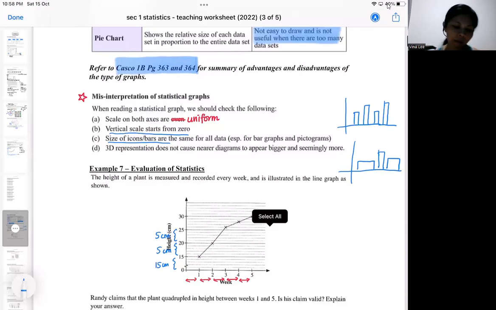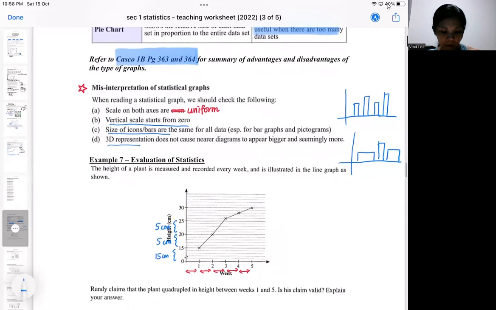This one is not very frequent. If you have a three-dimensional representation, which means sometimes they use a 3D pictogram, that is a bit misleading because it's three-dimensional. The item that is nearer to you will seem bigger, but in actual fact, they are not supposed to be bigger. So when we want to look for the misinterpretation of a statistical graph, these are the few things that we check out for.